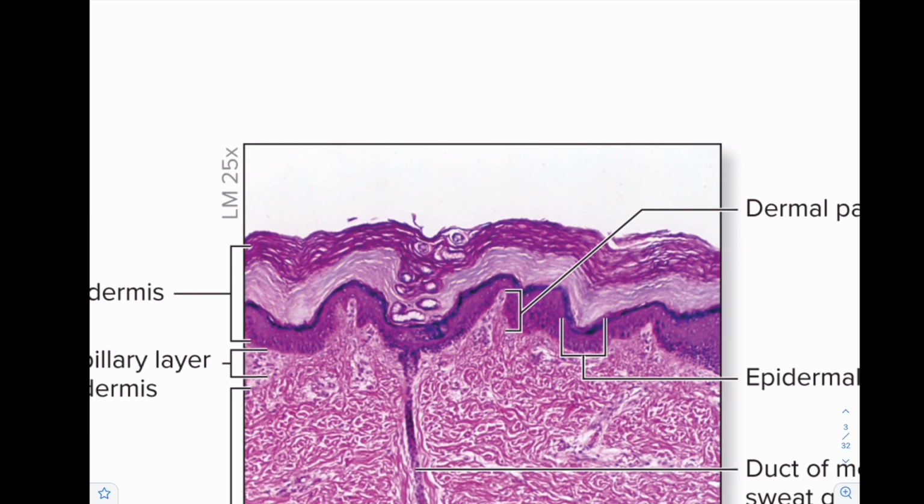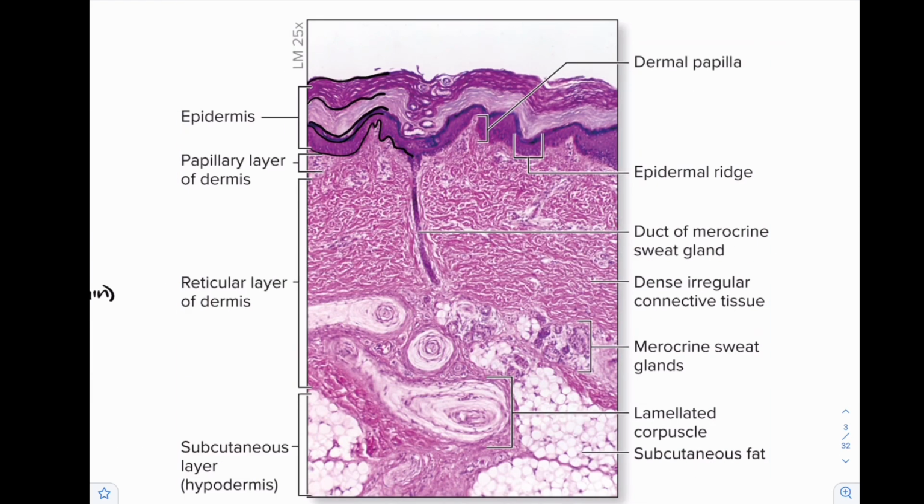Here's another picture. This one is also just looking at the various different layers. You can really see where the epidermis is versus where the dermal layers are. The epidermis definitely has this more stratified, squamous look as compared to the dense, irregular appearance of the dermal layer.